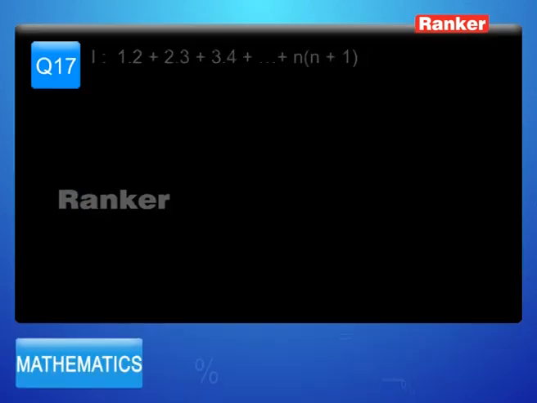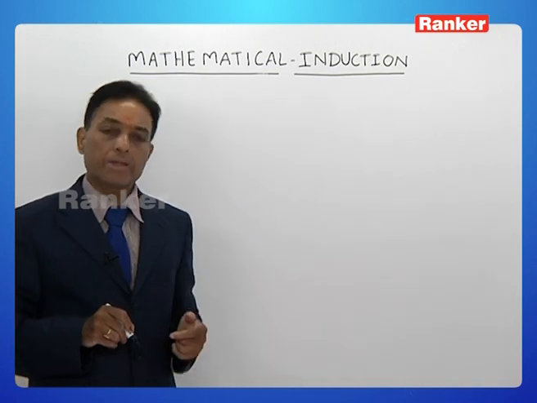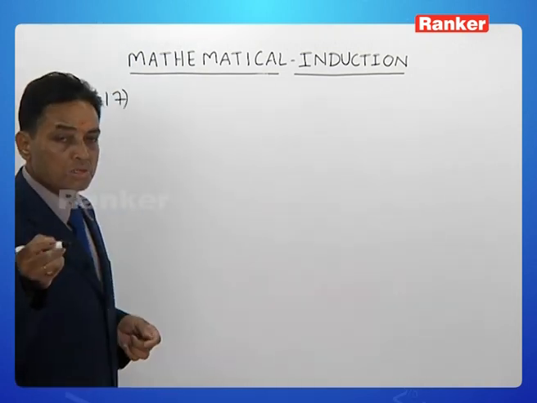Question number 17. Here again new model question is given. Two statements are there. We have to identify true statements. That is, statement 1 is true, statement 2 is true, both are true, neither one is true. So let us see that. First statement is given 1 into 2 plus 2 into 3 plus 3 into 4 and so on up to n into n plus 1 is equal to n into n plus 1 into n plus 2 by 3. And second one 1 into 2 into 3 plus 2 into 3 into 4 plus 3 into 4 into 5 so on up to n into n plus 1 into n plus 2 is given by n into n plus 1 into n plus 2 into n plus 3 by 4. So let us see what is the right option.